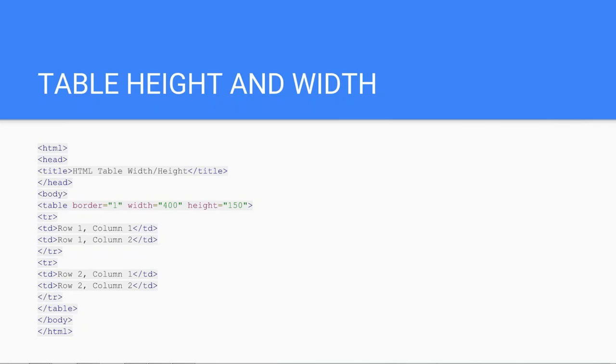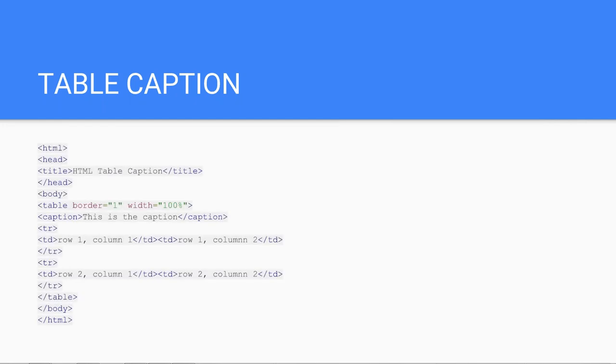And the next topic is the table caption. The caption tag will serve as a title or explanation for the table, and it shows up at the top of the table. The tag is deprecated in newer versions of HTML and XHTML, but we are still going to have a look at an example to understand it better.